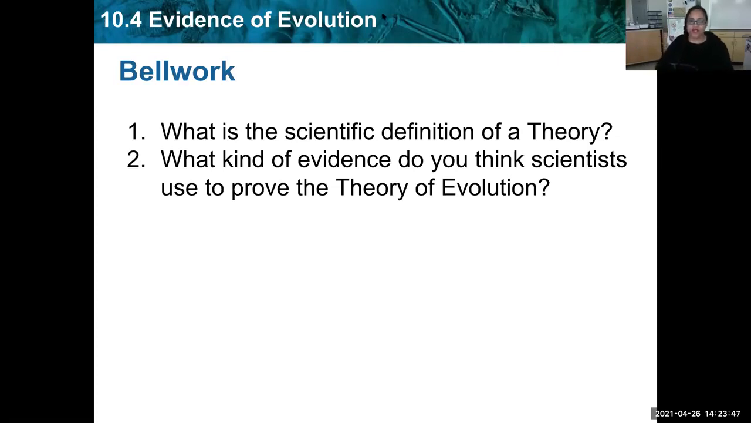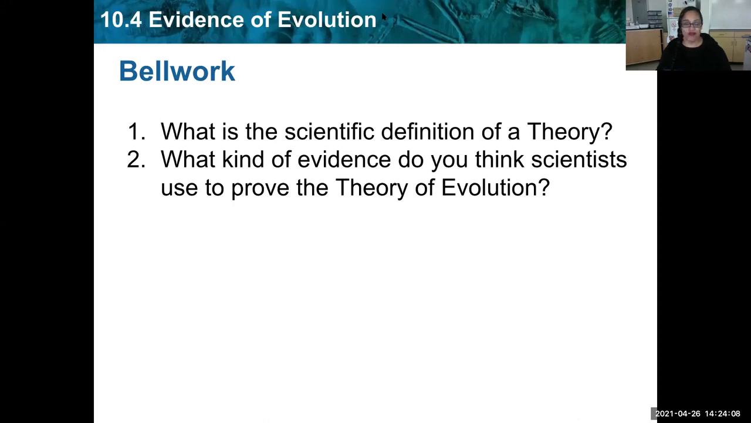So number one, who looked it up? What is the scientific definition of a theory? Good, Angelina. An explanation of a set of related observations or events based upon proven hypotheses and verified multiple times by different groups of researchers. Good. Yep. That is a scientific theory.